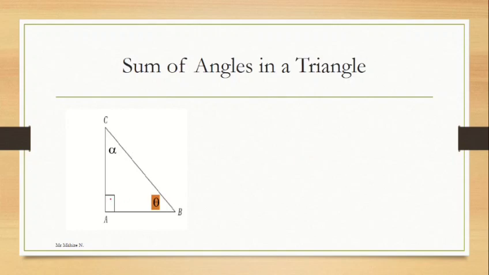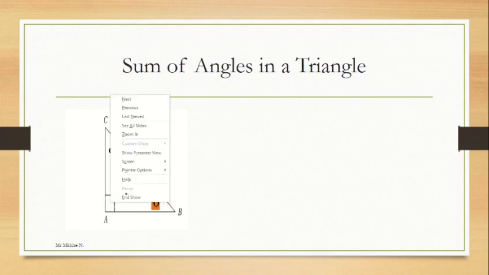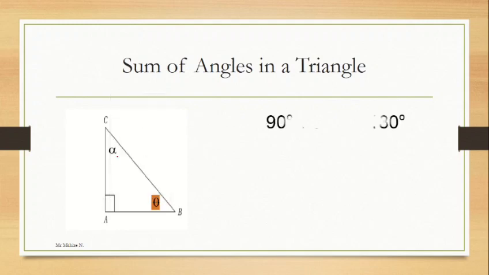So the first one, of course, is your right angle. Then you have your alpha, and then you have your theta. And then, of course, the rule that you might have learned about in grade 8, that the sum of angles in a triangle will always add up to 180 degrees. But of course, in this form, you can't solve this equation because you have two unknowns.